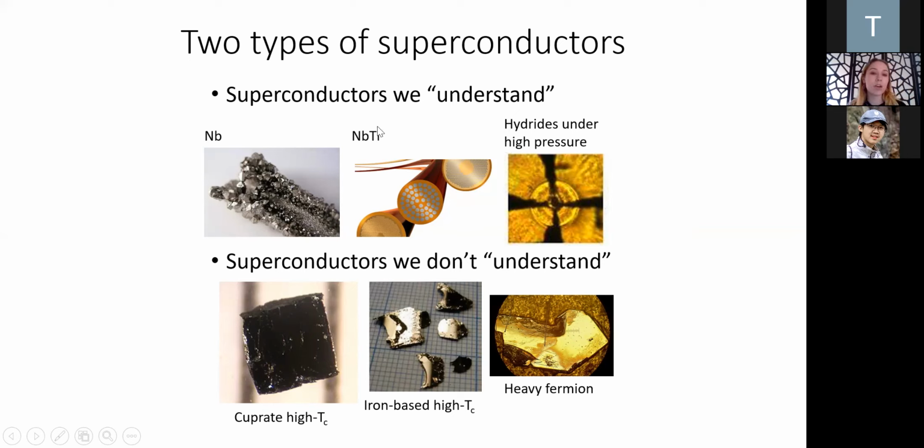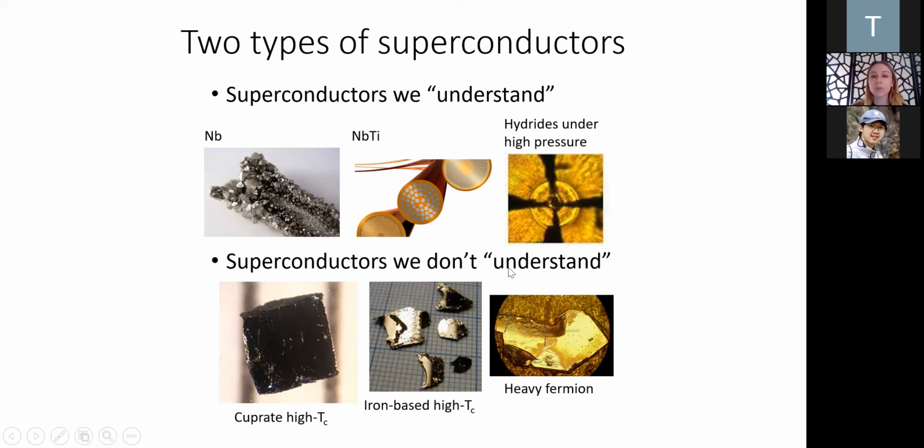Then there is niobium titanium, which is one of the materials that's a workhorse of superconducting electromagnets. And more recently, people have been able to make room temperature superconductors, actually, if they take something that contains a lot of hydrogen and compress it to pretty much the pressure of the inside of the Earth. If they do that, they can make a room temperature superconductor, and it happens to be the type of superconductor that we understand. So the other category is superconductors we don't understand.